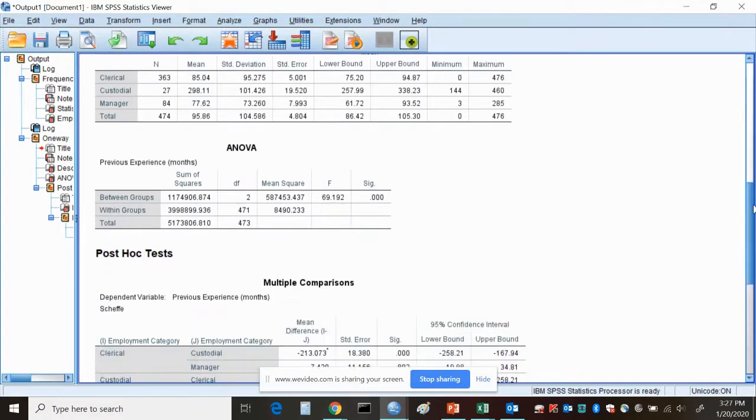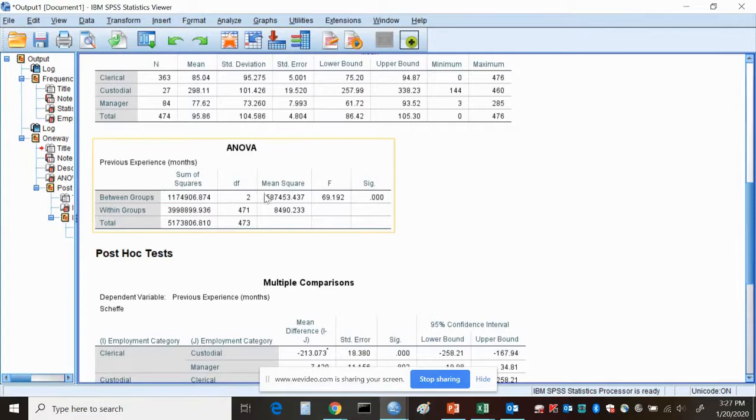Now, if we go down to the Anova itself, you'll see that it looks at sum of squares, degrees of freedom, mean square, F ratio, which is what you call the ANOVA, and significance. The reason why it's called an F ratio is the ANOVA calculation is a ratio of the difference between the groups divided by the difference within.